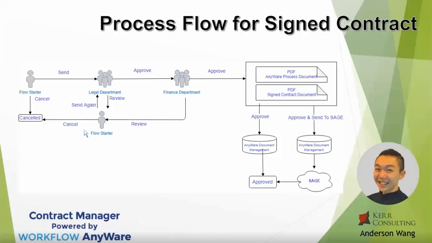So let's say the signed contract goes through very swiftly through the approval process. That is when they can choose to process the documents electronically into their document management module of AnyWare. Or you can also approve it and send it to your ERP system, such as Sage. So there's two ways to go through it.